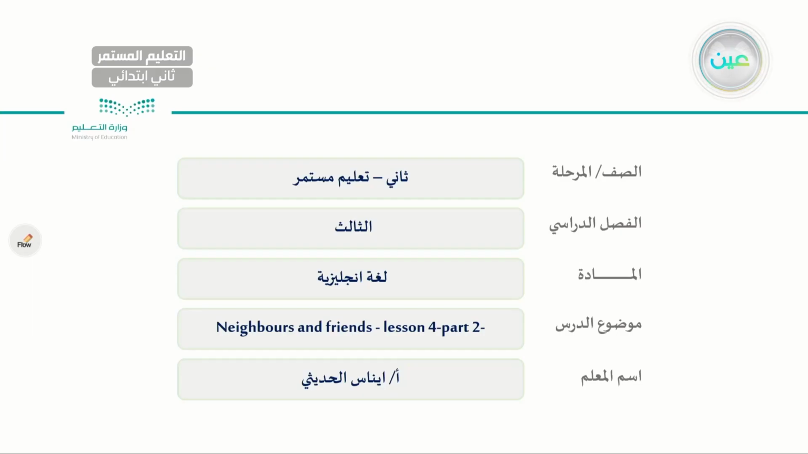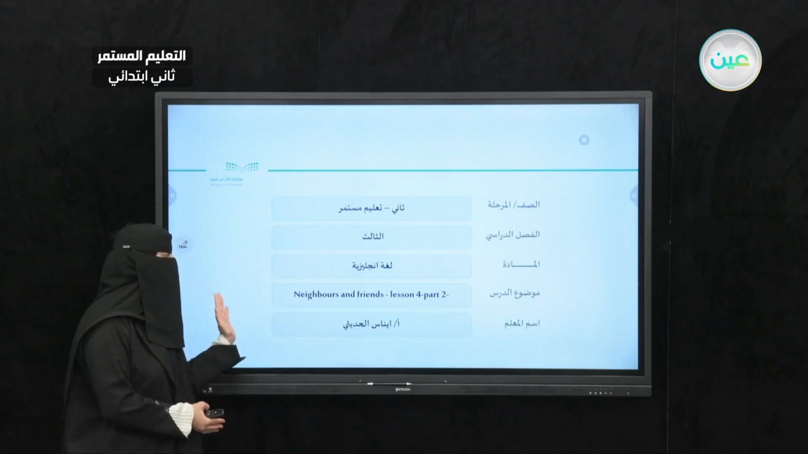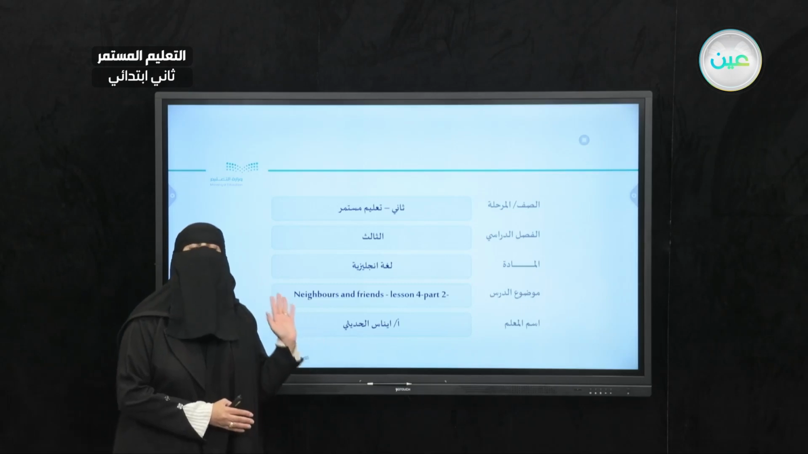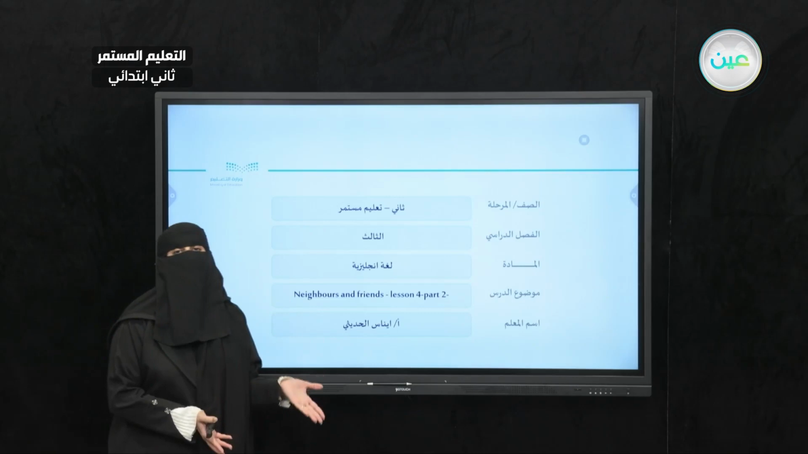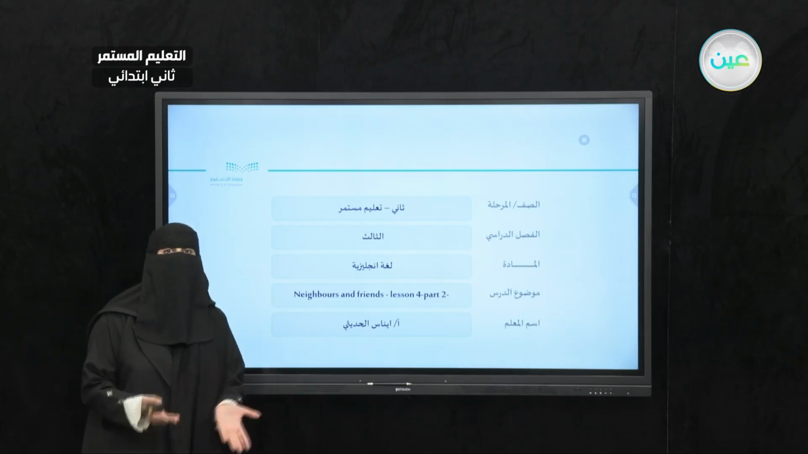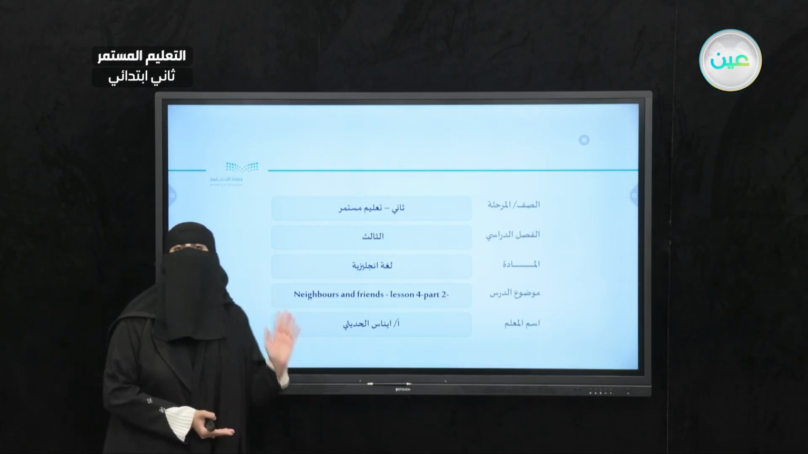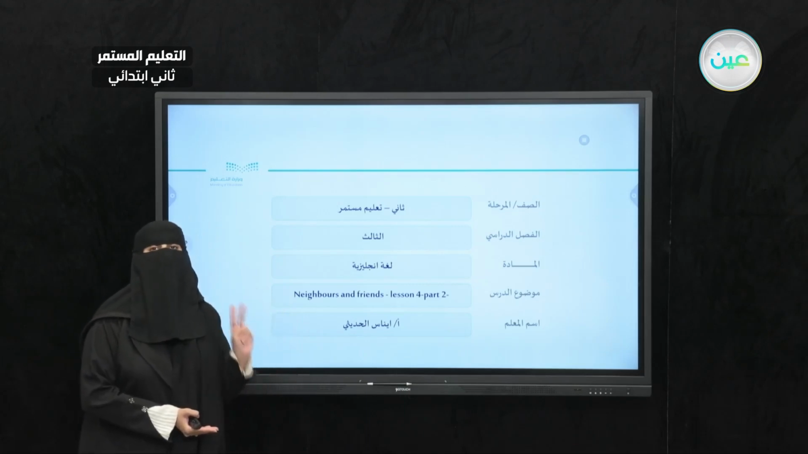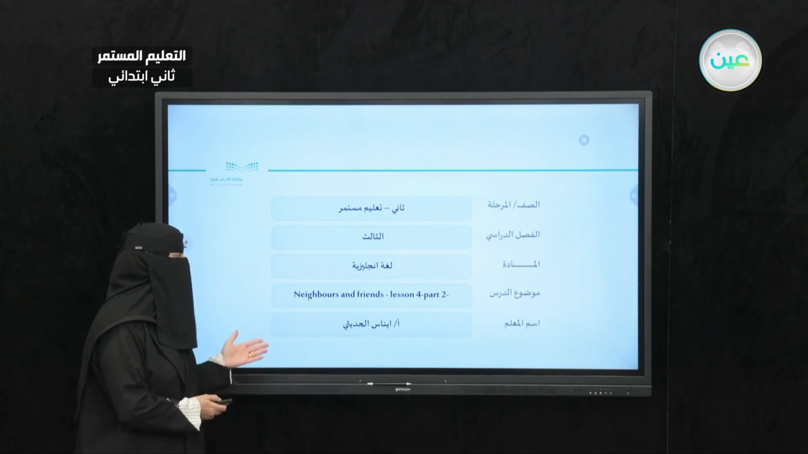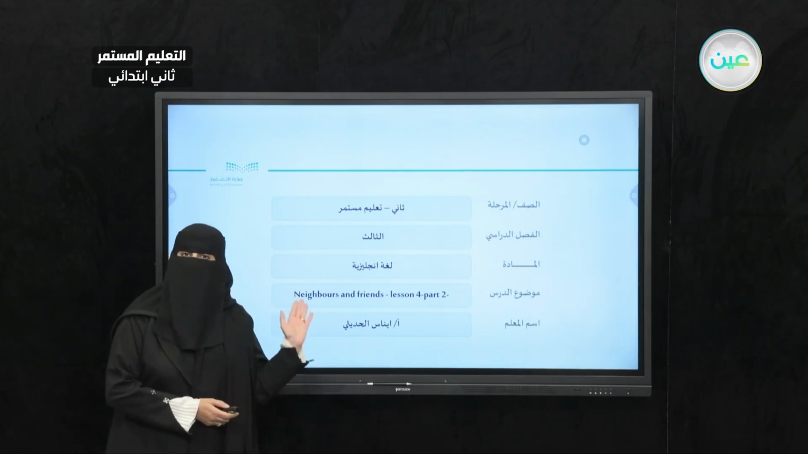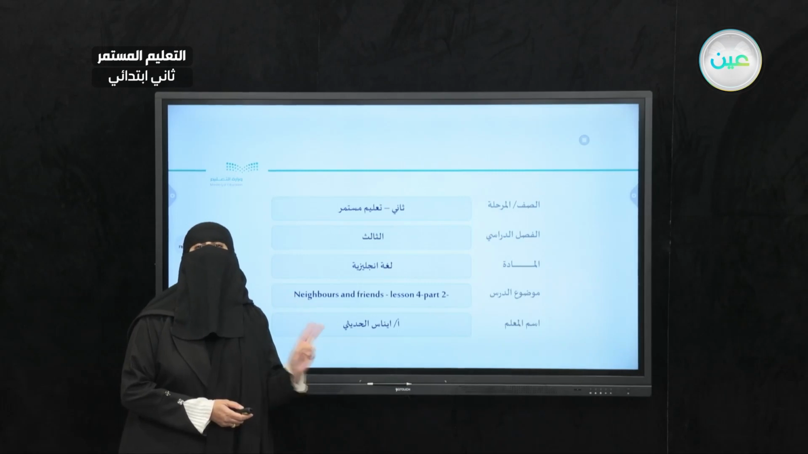So as you can see on the screen, these are the lessons for the second year for the continuing education. We are concluding our unit, Neighbors and Friends. This is the last lesson, lesson number 4. As I told you before, because it's a very important lesson and it has so much information, we decided to have it in 2 parts. Today we will have the second and final part, part number 2 of the lesson of Neighbors and Friends. You will find this in your books at page 43.